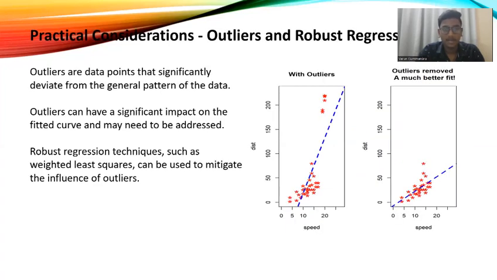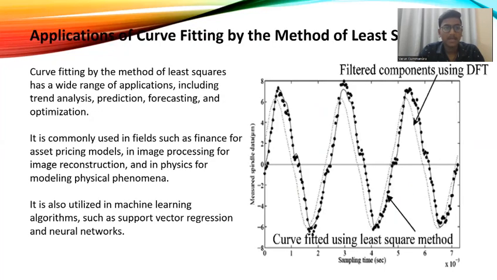Practical considerations, outliers and robust regression. Outliers are data points that significantly deviate from the general pattern of the data. Outliers can have a significant impact on the fitted curve and may need to be addressed. Robust regression techniques such as weighted least squares can be used to mitigate the influence of outliers.